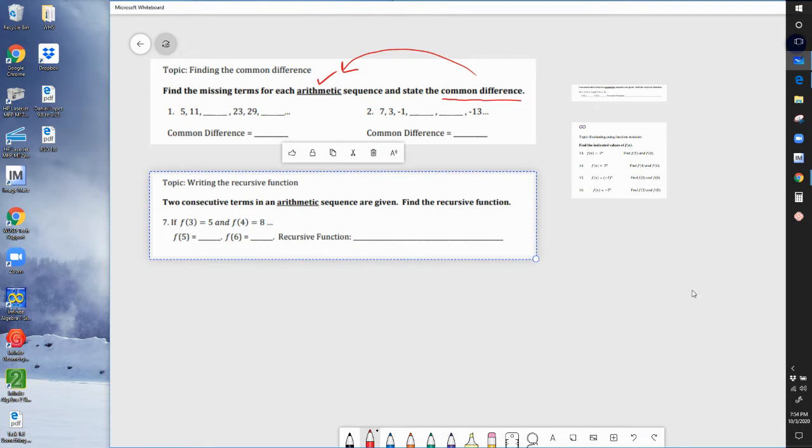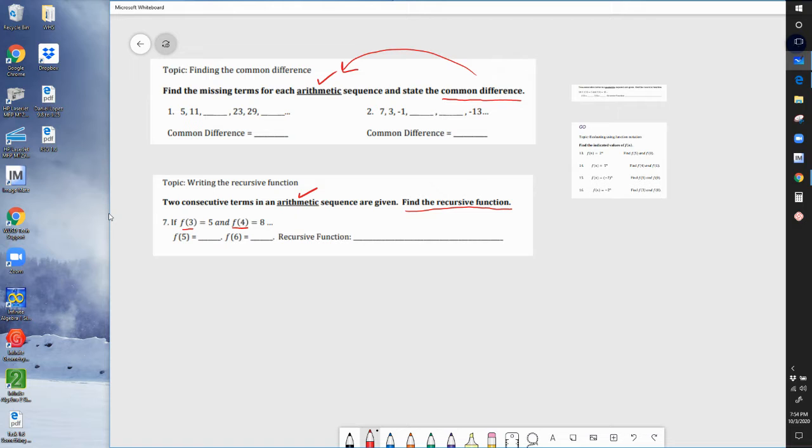All right, this next section, 7 through whatever, says 2 consecutive terms in an arithmetic sequence are given. Find the recursive function. Okay, so just looking at this, the first thing we're going to have to talk about is function notation. So you see some funky stuff here, and you're like, what does that mean? Okay, function notation, f of 3 is the same thing as saying x equals 3. It's the exact same thing. This is just your x value. Okay, so if it says f of 3 equals 5, this is saying whenever x is 3, y is 5.